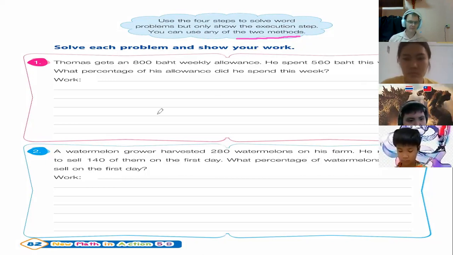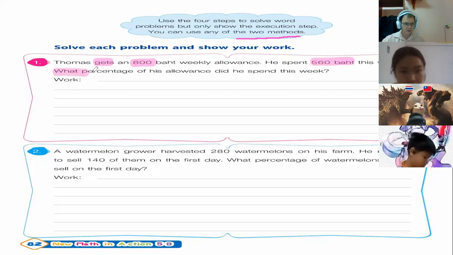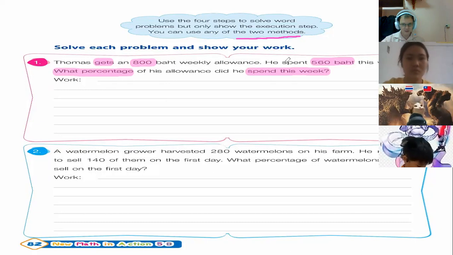First, we read. Number 1. Thomas gets an 800 baht weekly allowance. He spends 560 baht this week. What percentage of his allowance did he spend this week? So he gets 800. He spends 560. What percentage did he spend this week? Okay, so that's how we mark the question to get the information we need. You can actually mark this one here as well.